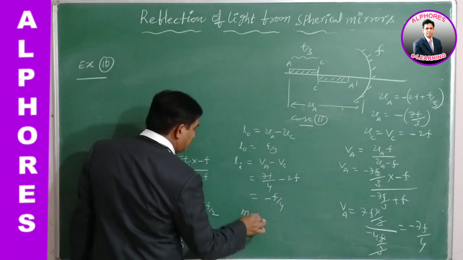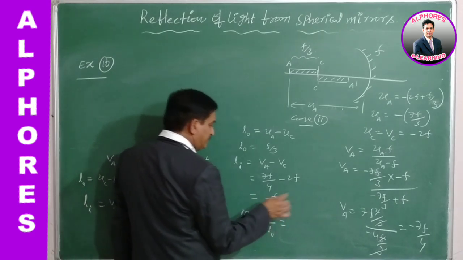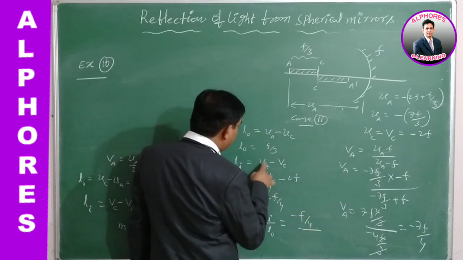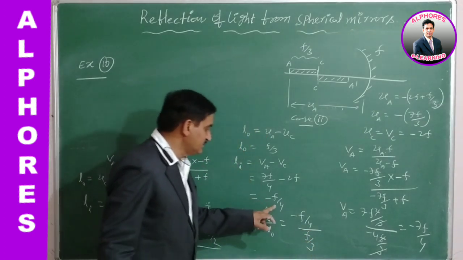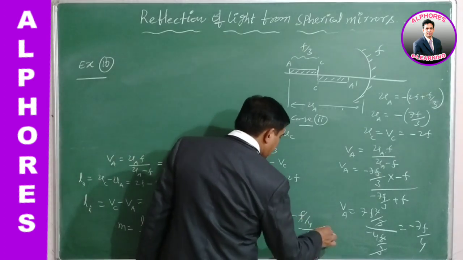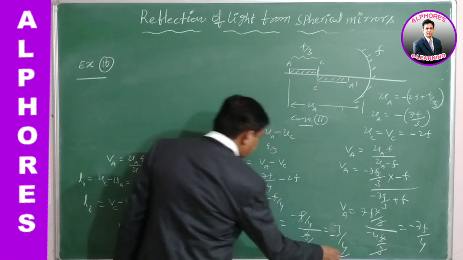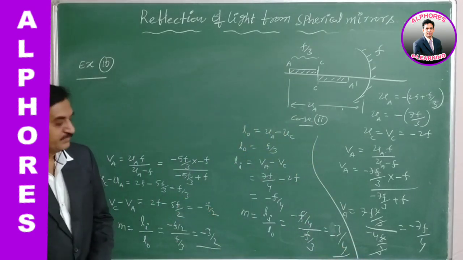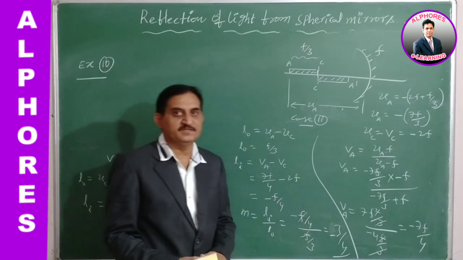Now magnification is equal to image length by object length, and by substituting the values, minus F by 4 by F by 3. So the image length is minus F by 4 and the object length is F by 3. By simplifying this, you will get minus 3 by 4. This is the magnification in the second case. So the magnification in the first case is minus 3 by 2, and in the second case minus 3 by 4.